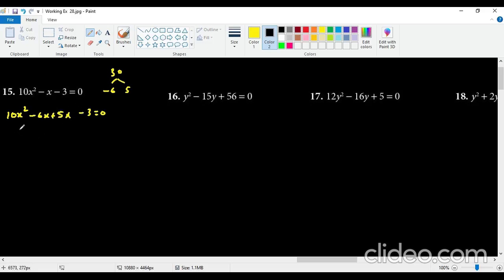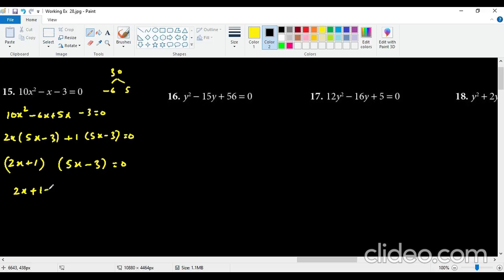I can see that I have a 2 common in between them. So 2x I will write like this, (5x - 3) is going to be the first factor. I'll copy down 5x minus 3, another bracket, and look at the third one. We have plus 5x, so I will multiply by plus 1. So (2x + 1) is going to be the first factor, and (5x - 3) is going to be another factor. Now I know very well 2x plus 1 equals 0, and 5x minus 3 also equals 0.